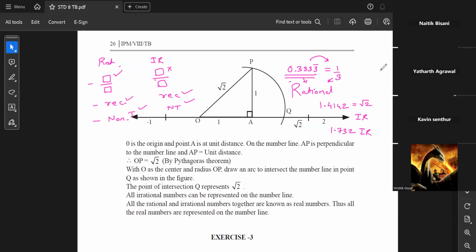Yes. Now one by one I'll handle the doubts. Naitik, tell me. Sir, I have 4 to 5 doubts. In irrational, you take the recurring, but how can it be recurring?